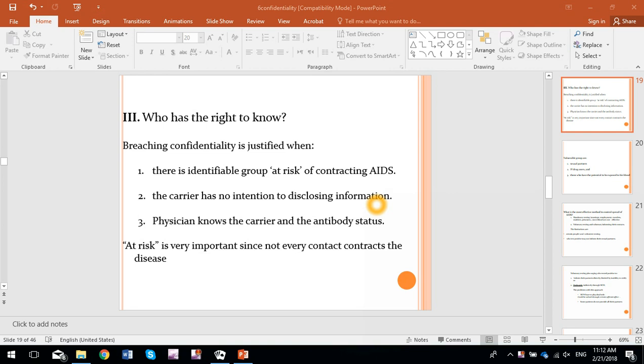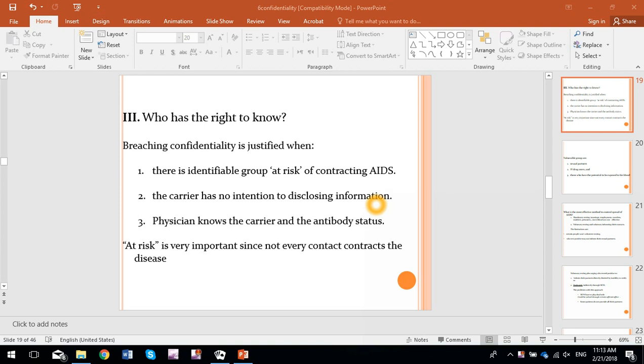Breaching confidentiality is justified when, first, there is an identifiable group at risk of contracting AIDS, like the sexual partners and the IV drug users; second, there is a carrier, which is an HIV positive patient who has no intention to disclose the information; and the third is there is a physician who knows the carrier status and the antibody status of that carrier.